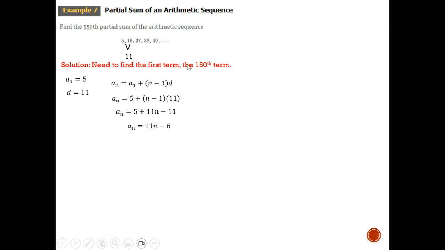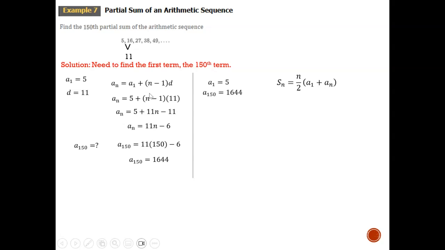Now, let's find the 150th term. It's going to give us 11 times 150 minus 6, which will give us 1,644. Now we got all the info. We got n is equal to 150. My last term is equal to 1,644. And my first term is equal to 5.